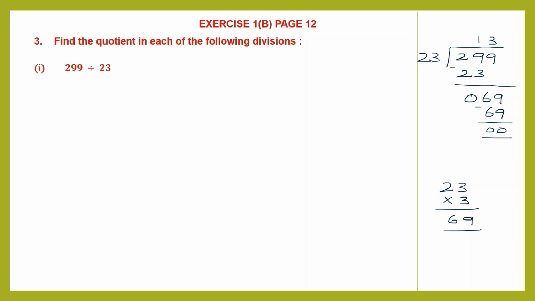So we've got our quotient here. So here, what did we do? We divided 299 by 23 and our quotient is 13. So this is our final answer.